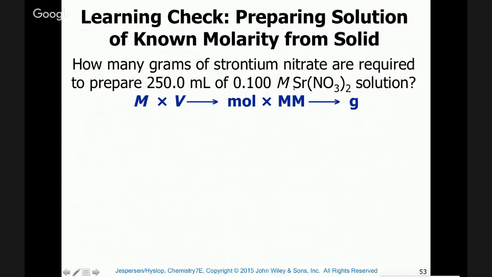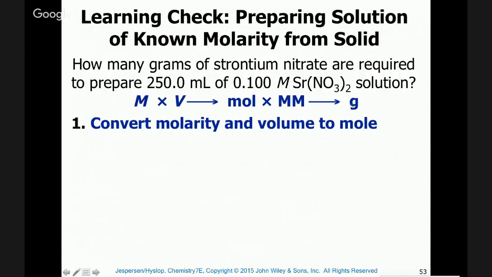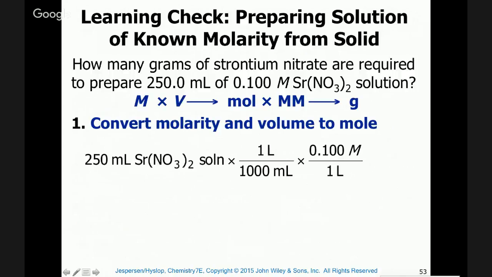Okay, preparing a solution of known molarity from a solid. How many grams of strontium nitrate are required to prepare 250 milliliters of 0.100 molar strontium nitrate solution? We first get to moles, multiply that by the molar mass, and get to grams to figure out how many grams of strontium nitrate we need. So convert the molarity and volume to moles. We have 250 milliliters of strontium nitrate solution. We convert milliliters to liters, and then we have the molarity per liter.